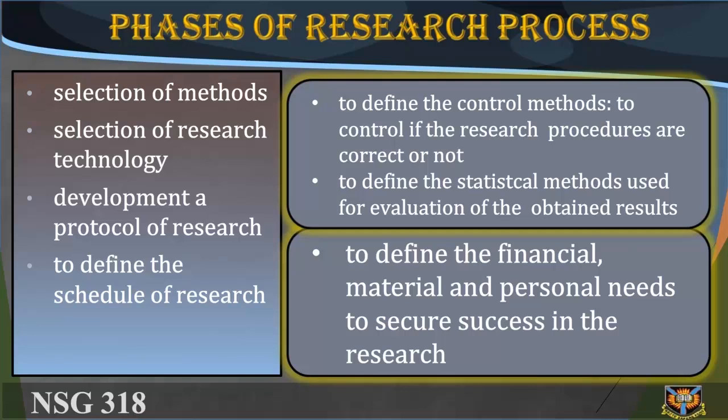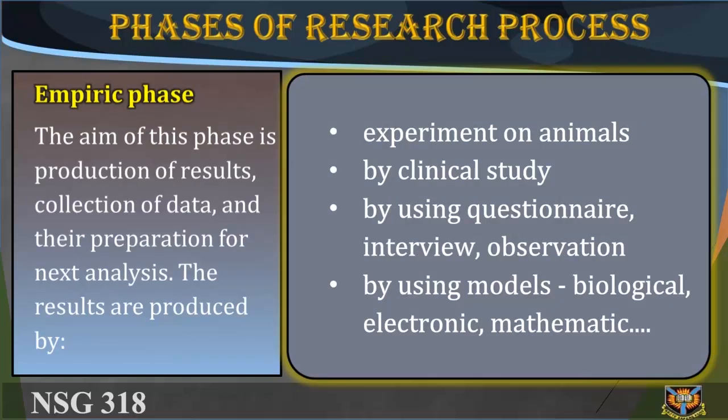Empiric phase. The aim of this phase is production of results, collection of data, and their preparation for next analysis. The results are produced by experiments on animals, by clinical study, by using questionnaire, interview, observation, by using models, biological, electronic, mathematics.